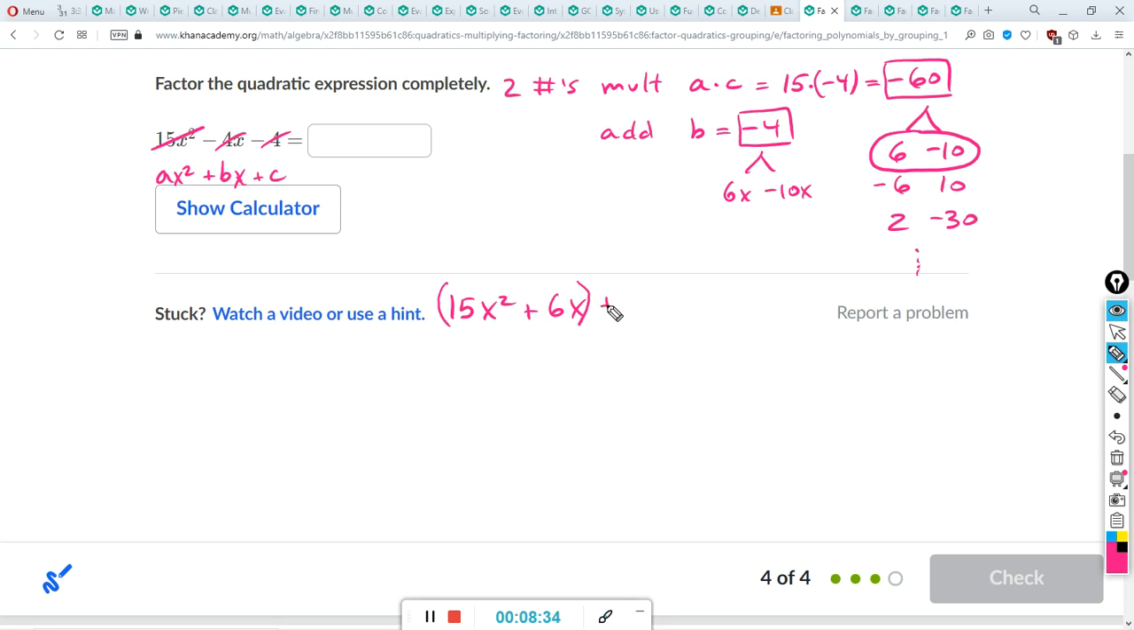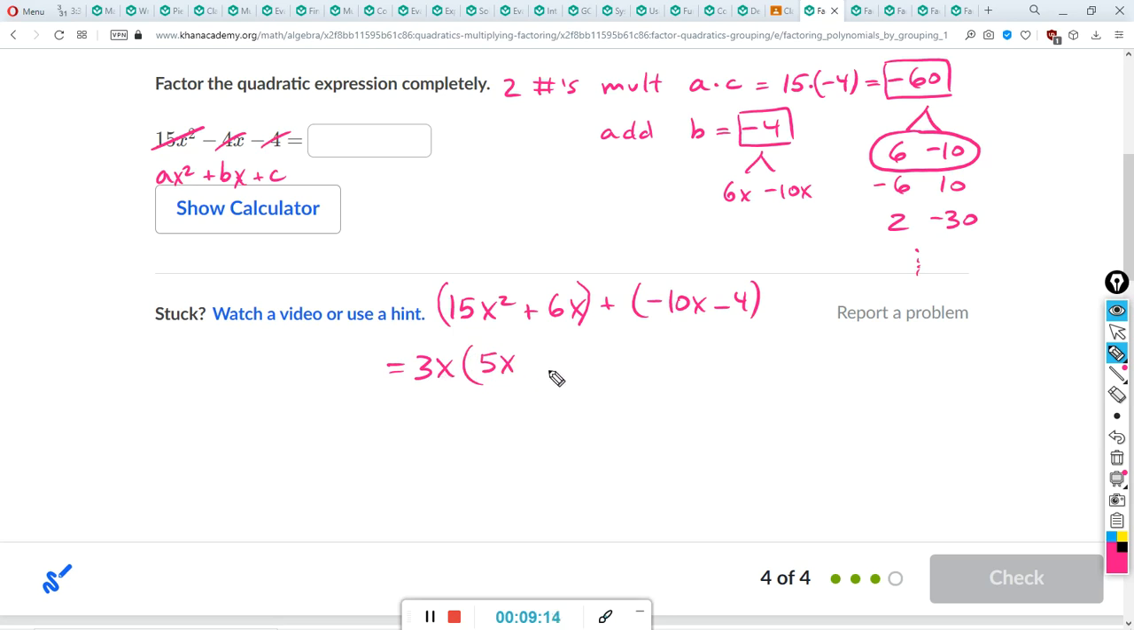and I'm going to do plus negative 10x minus 4. Okay, that's the same thing. So in this one here, I know that 15 and 6 are both divisible by 3. And between the x squared and the x, the smallest exponent is just x. So 3x times what is 15x squared? Well, that's just 5x. 3x times 5x is 15x squared.